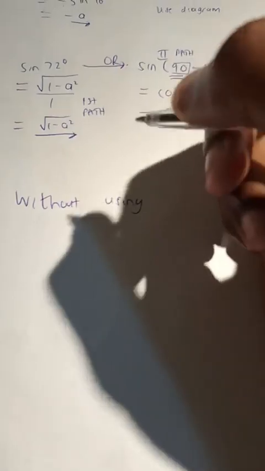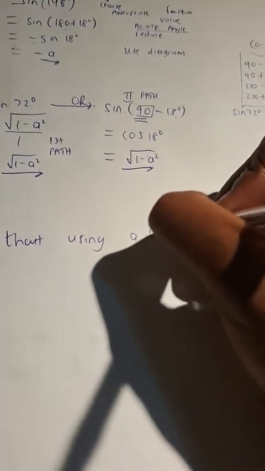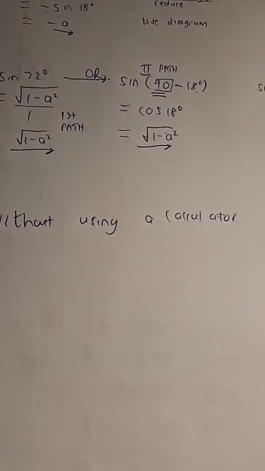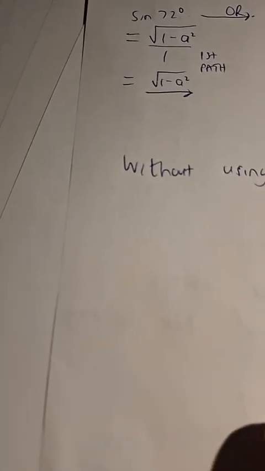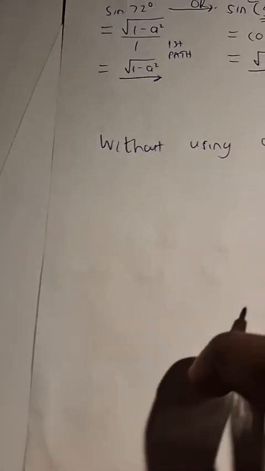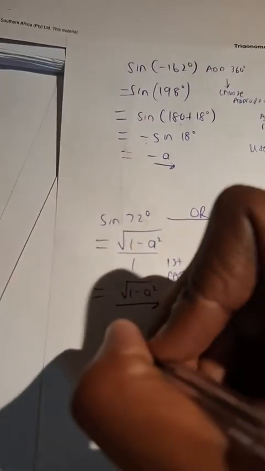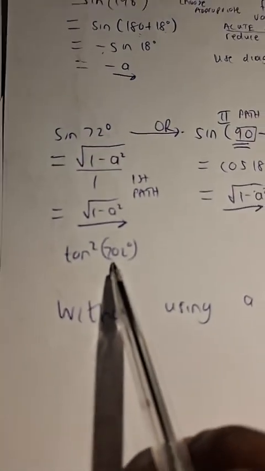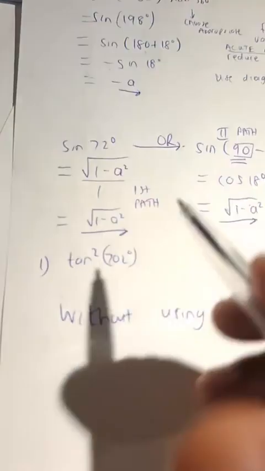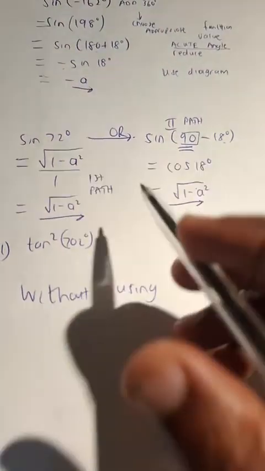So let's just do this one without using a calculator. The one for 702. Okay, so I'm guessing you weren't here as well when I did angles greater than 360. So the one for 702, tan squared 702 degrees. The point you need to get here is about all angles that are greater than 360. I explained this earlier on.